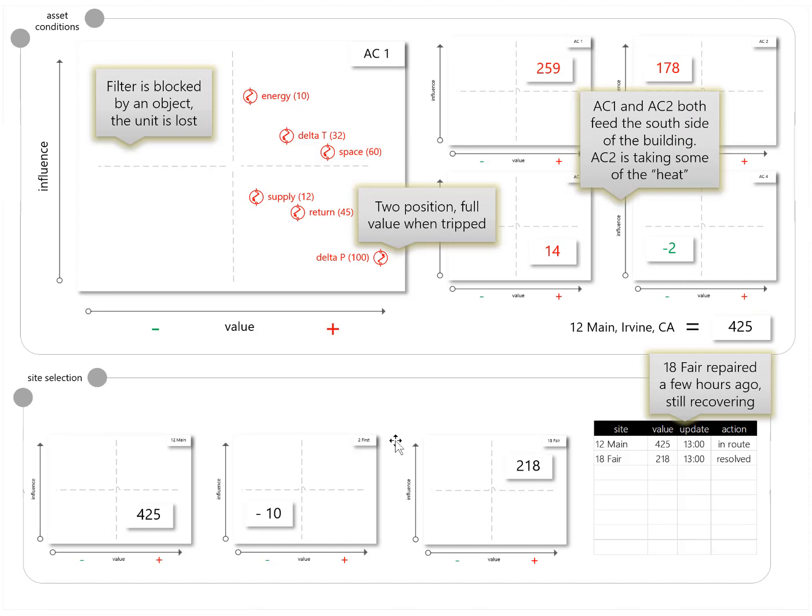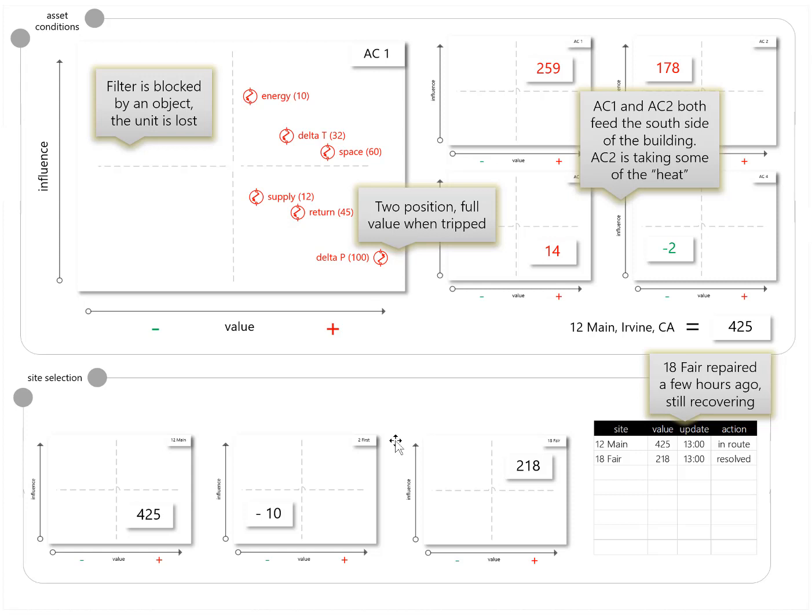So if we look to the bottom half of the screen, now we can see that 12 Main is just a commercial office building, just like 2 First, where 18 Fair is a medical facility. So it's a higher influence in the portfolio. But if you look at the graph on the far right-hand side, you can see 12 Main has popped onto the "I need some attention" chart. And it shows its value of 425 when it was last updated at 1 p.m. We're looking at a snapshot from 2 p.m. And it's showing that action has been taken, that the person's en route.